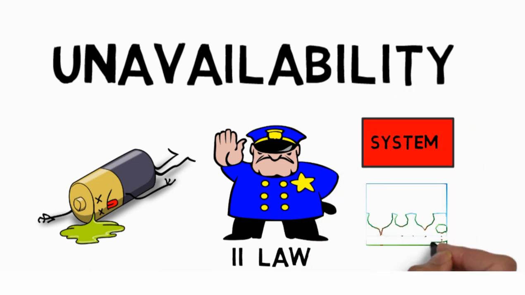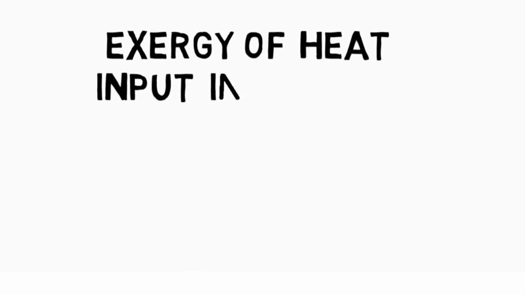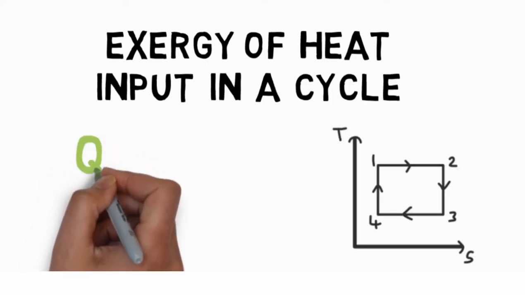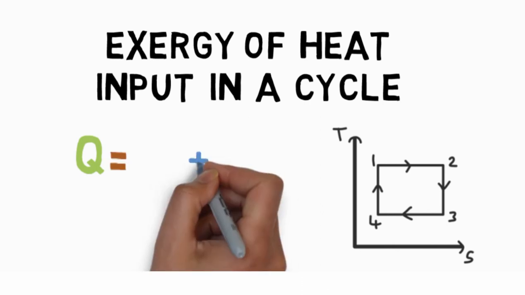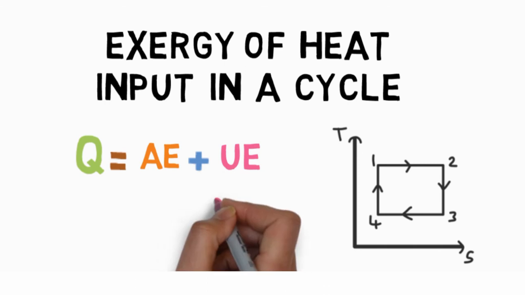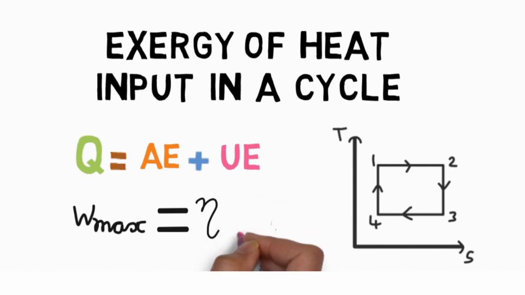It is discussed under two groups. First is the exergy of heat input in a cycle. From energy balance, we can understand that the net input in a cycle is the sum of available energy and unavailable energy. With eta being the efficiency of the cycle, we get available energy to be equal to the product of efficiency eta and the heat input Q.